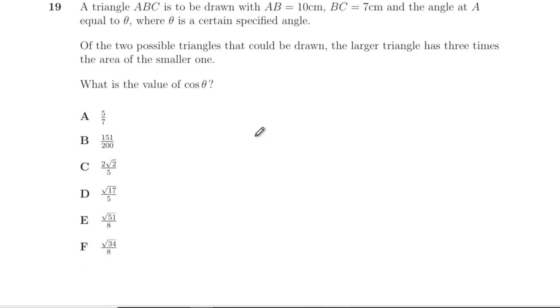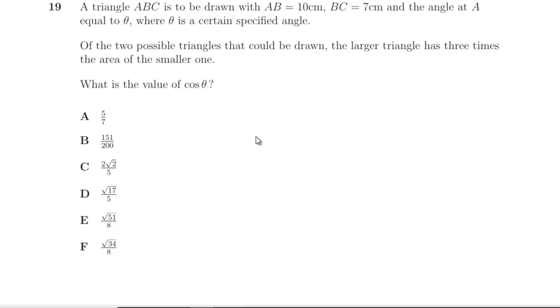Question 19. Triangle ABC is drawn with AB equal to 10, BC equal to 7, and angle at A equal to theta. Theta is a certain specified angle. Of the two possible triangles that could be drawn, the larger triangle has 3 times the area of the smaller one. What's the value of cos theta?